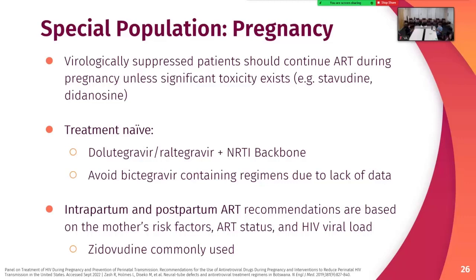So that would be agents like stavudine, didanosine. These are much older agents that we really don't see anymore, but it is just important to remember and double check all the different components of their regimen. If the patient's treatment naive and they find out that they're HIV positive while they're pregnant, the guidelines recommend using dolutegravir or raltegravir with an NRTI backbone.